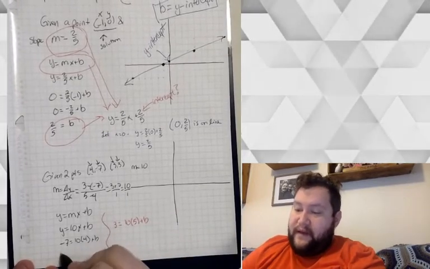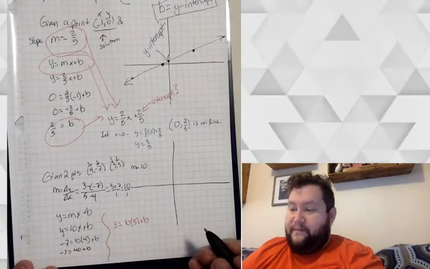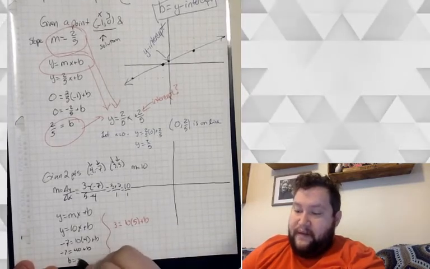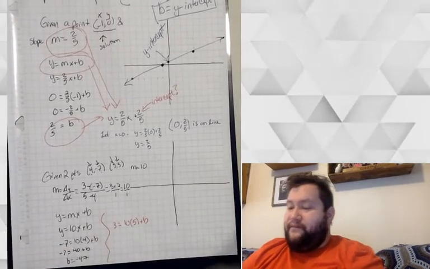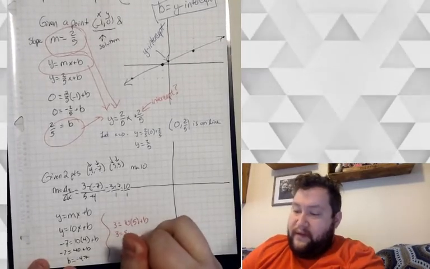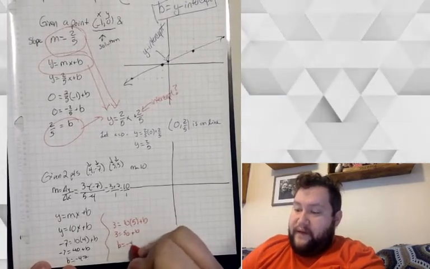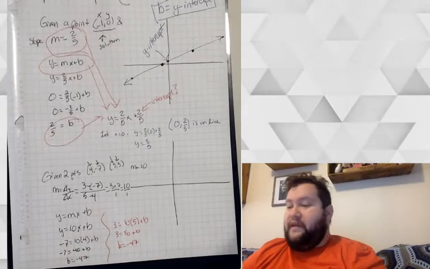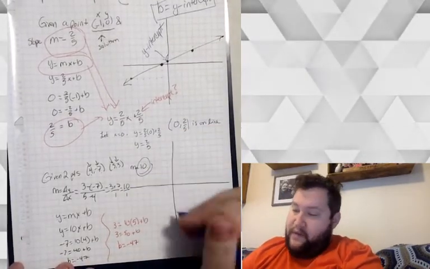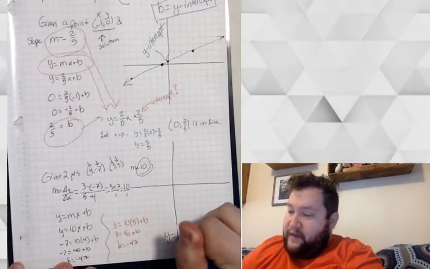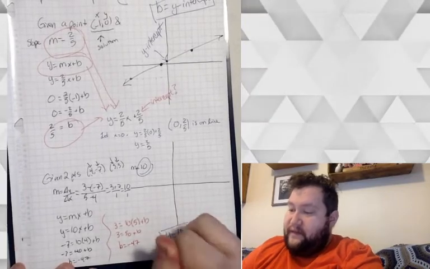So here we have -7 equals 40 plus b. b is -47. And work out this one on the right. 3 equals 50 plus b. b equals -47. And so bringing those together, we know that m is 10. So y equals 10x minus 47.